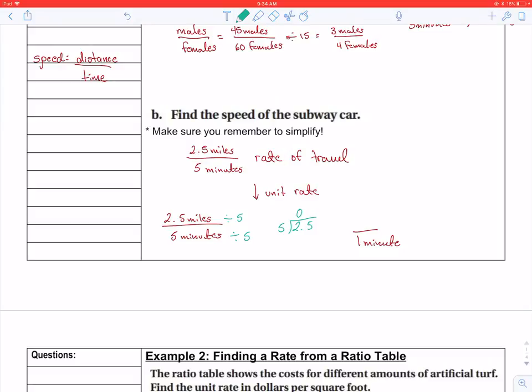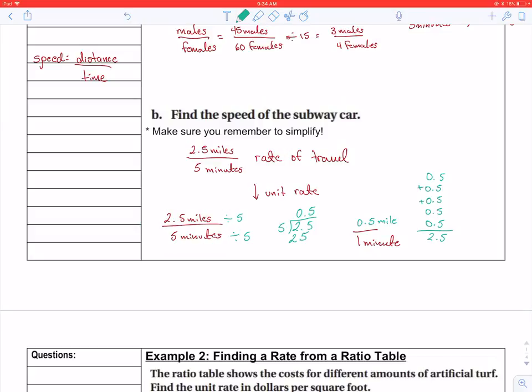5 goes into 2 0 times with a remainder of 2. Bring the 5 down, and 5 goes into 25 5 times. And then don't forget to bring up the decimal. And what this tells me is that we are traveling 0.5 or half a mile every minute. And that makes sense because if you travel half a mile every minute for 5 minutes, that would be half a mile plus half a mile, which is 1, plus another half a mile, 1.5, 2, 2.5, in 5 minutes, which is what our original rate was.